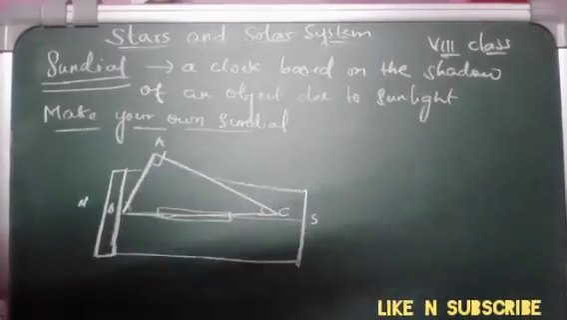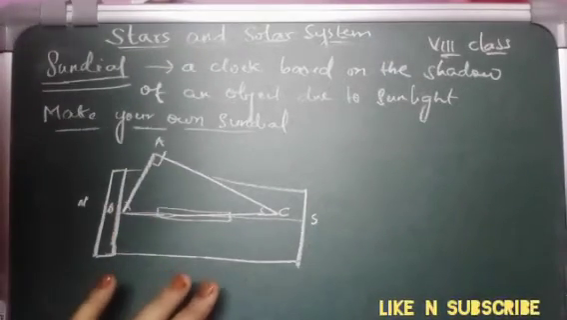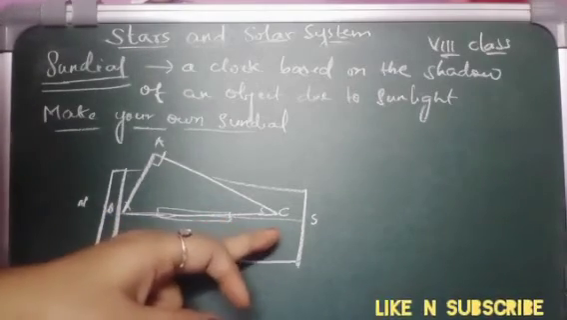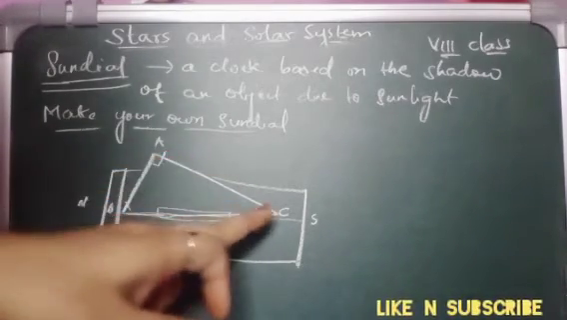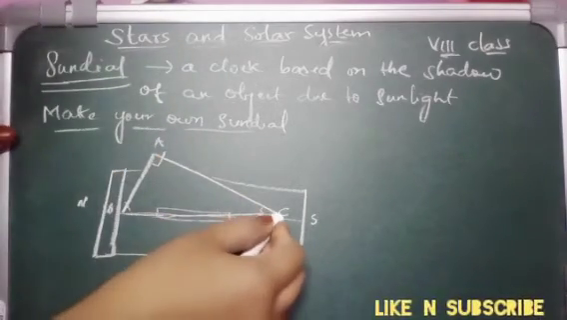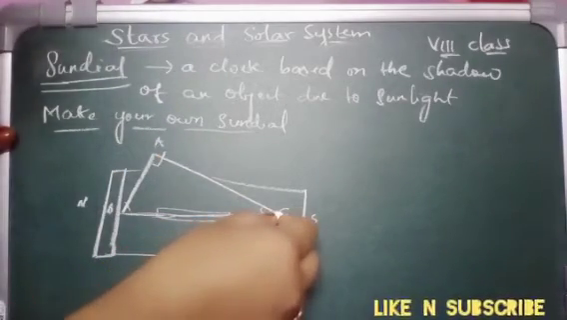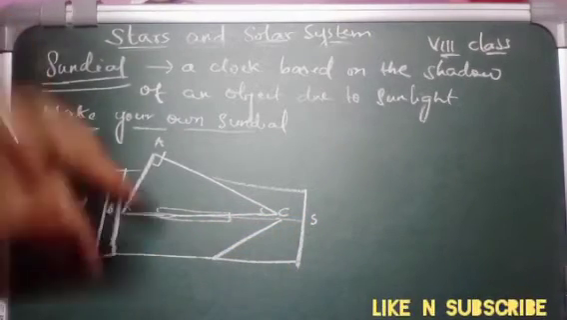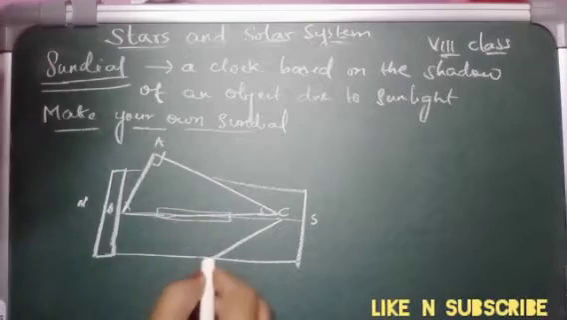So at 9 in the morning, we are going to draw a line where the shadow of the side AC is observed. Wherever you can see the shadow of AC in the morning, like this, here we will draw the line. We'll mark it at 9 o'clock.